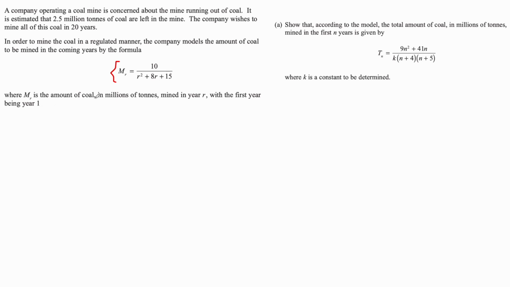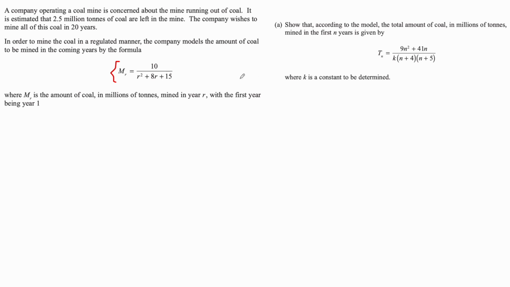Where M_R is the amount of coal in millions of tons mined in the year R, with the first year being year 1. Show that according to the model, the total amount of coal in millions of tons mined in the first n years is given by this equation, where k is a constant to be determined.